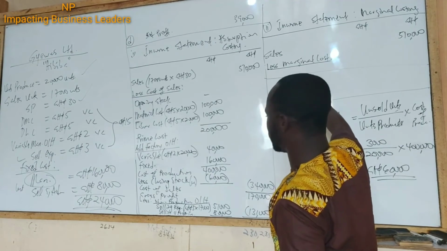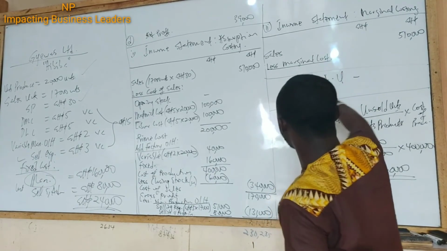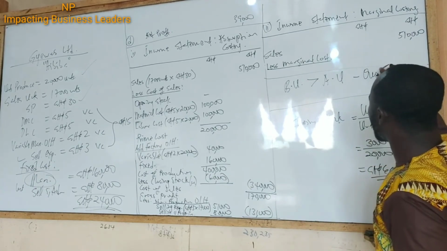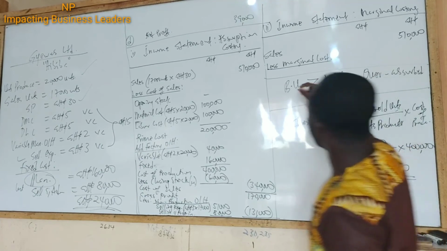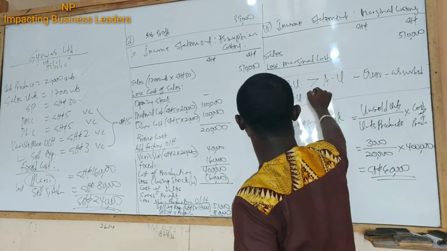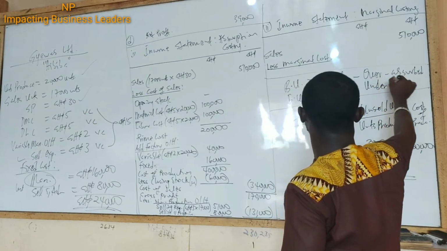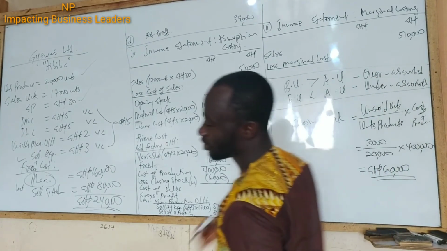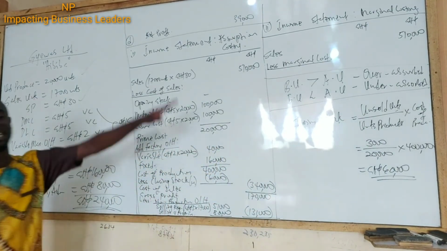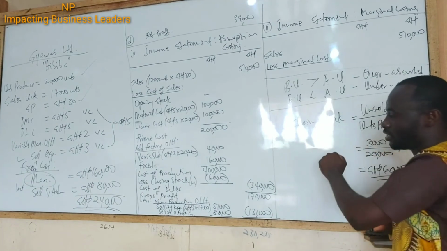If your budgeted units is more than your actual units, it means that overhead has been over-absorbed. Did you do this? Yes. If your budgeted unit is less than the actual unit, it means overhead has been under-absorbed. I hope you did this. So that is the idea about under and over absorption of overheads.